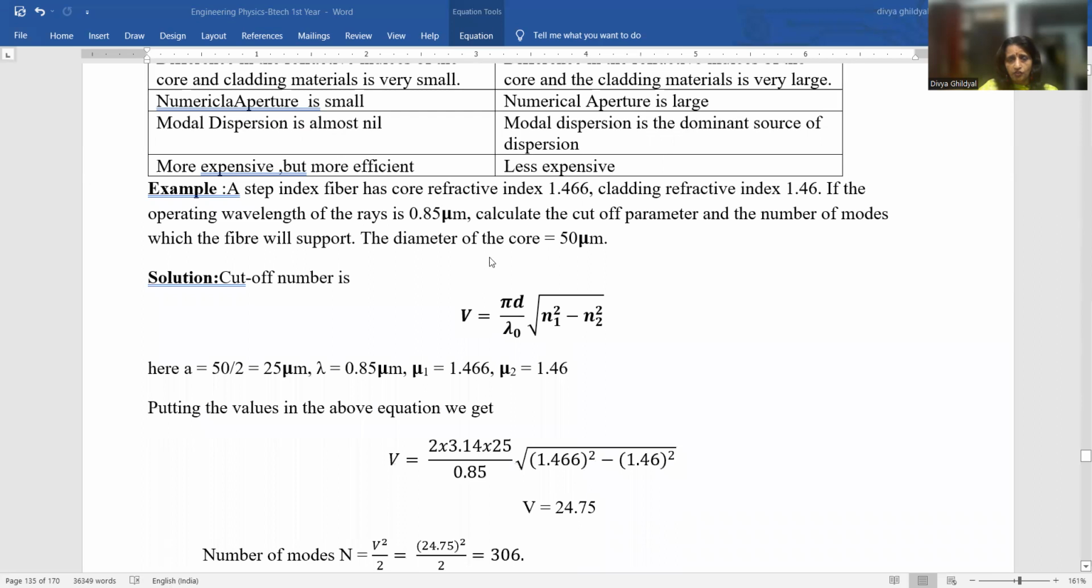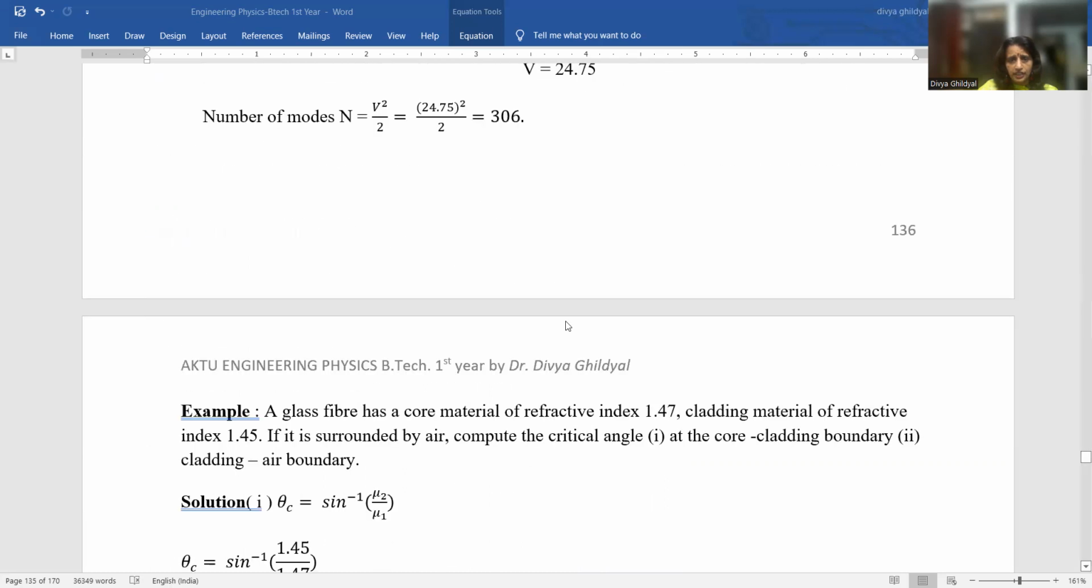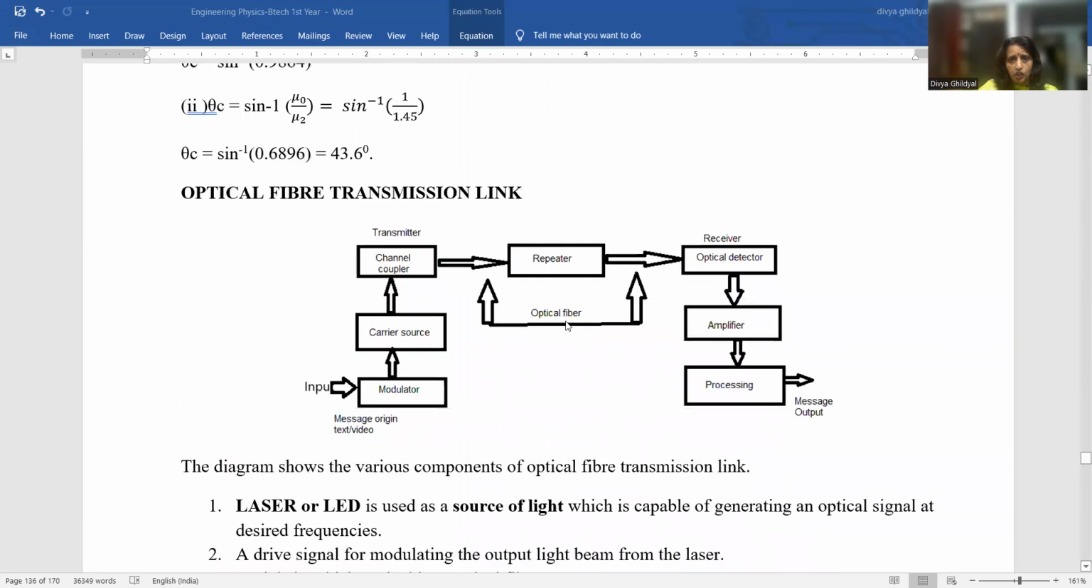One numerical on V number, I have already discussed it, as you just need to keep the numerical values in the formula and you get the answer for V number.